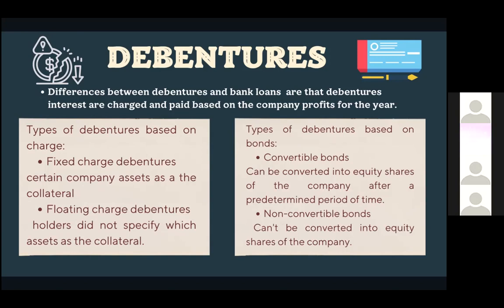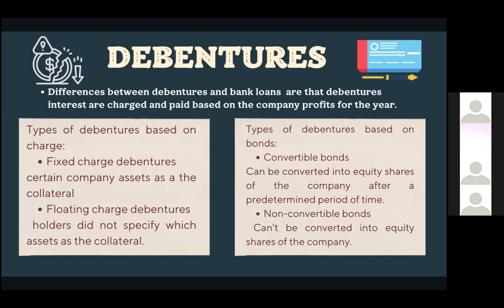And there are types of debentures based on bonds. First are convertible bonds. These debentures mean that bonds can be converted into equity shares of the company after a predetermined period of time. To investors, convertible bonds are more attractive because the bonds can be converted, and for companies they have the advantage that they normally have lower interest rates than non-convertible corporate bonds.